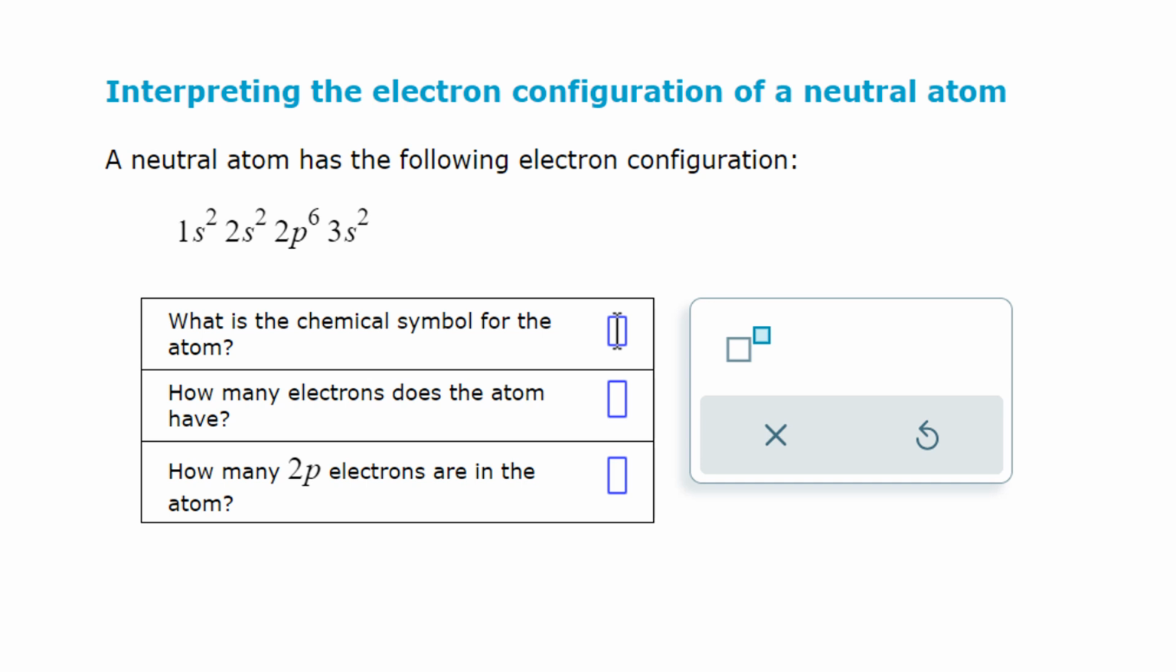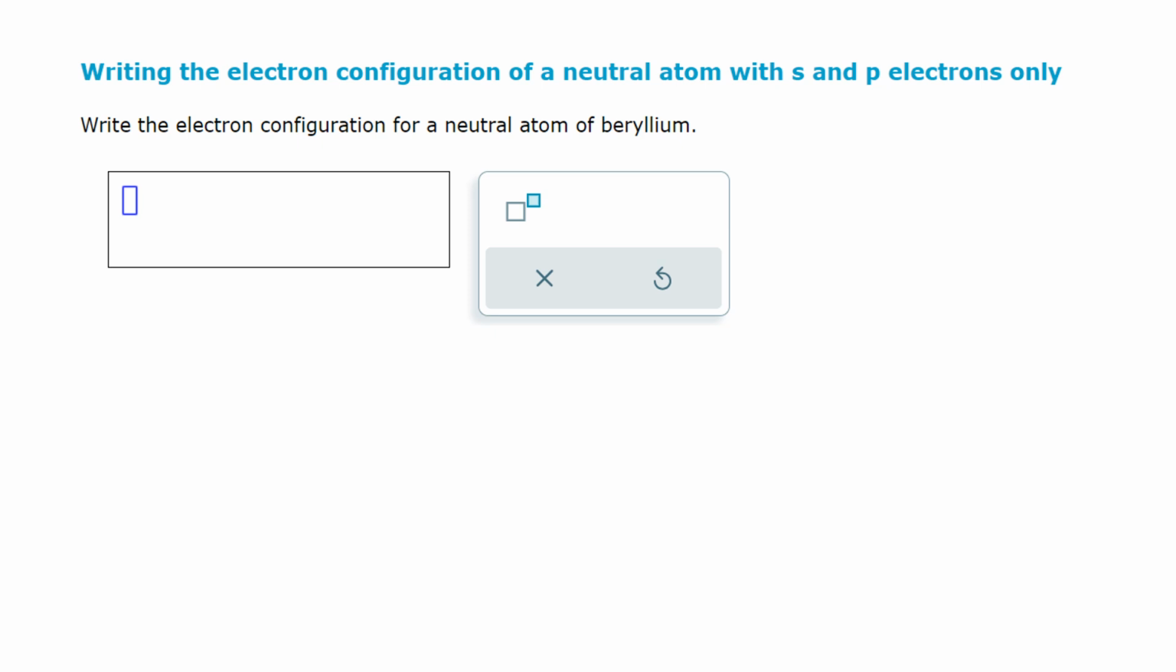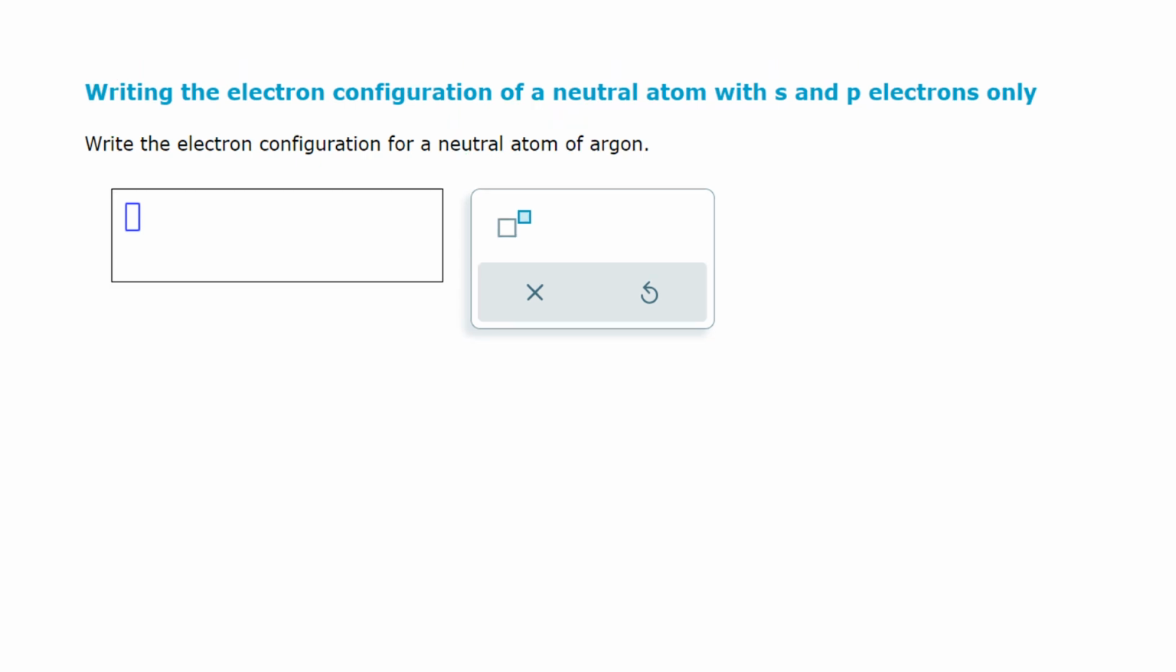This is ALEKS, practice ALEKS, pretty easy here. ALEKS again, pretty easy. ALEKS again, notice it's a neutral atom, it's not the ion of beryllium. Beryllium forms a +2, so notice it's a neutral atom.